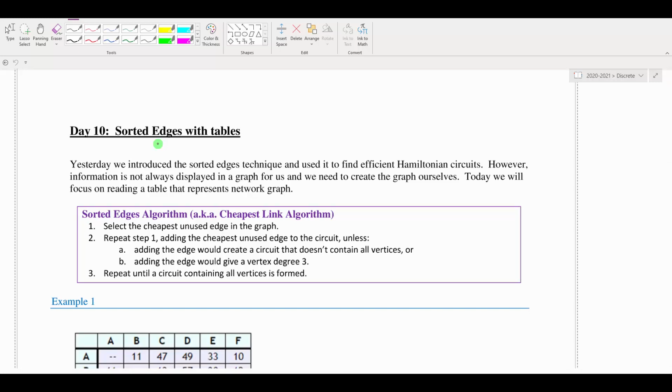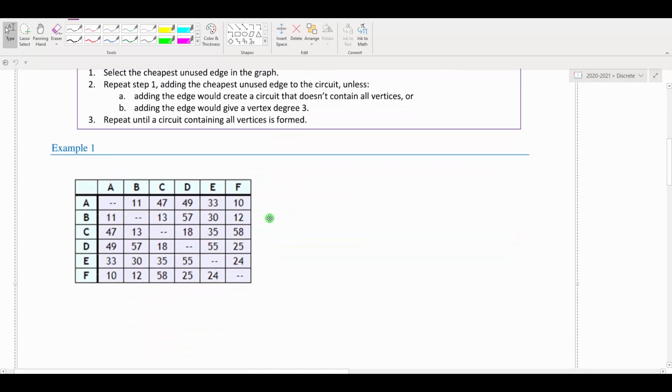So we'll take a look at the table, and then I'll show you how to take that table, set up a graph, and use that graph to find a Hamiltonian circuit. All right, so I recopied the sorted edges algorithm here just to remind you of how sorted edges works, and then we'll take a look at an example.